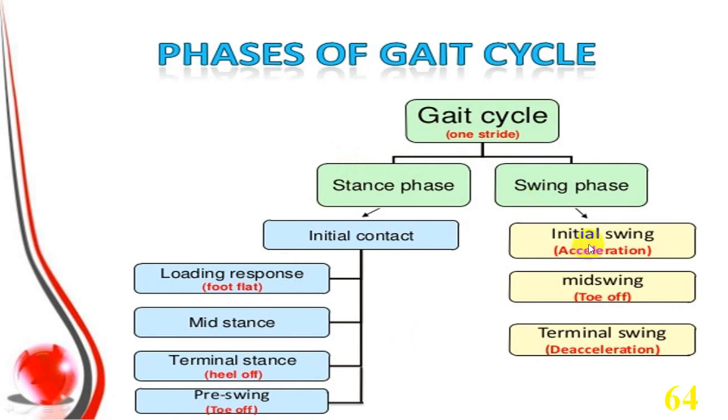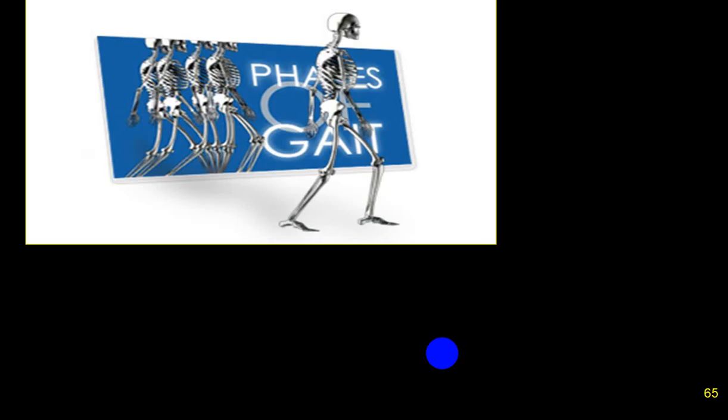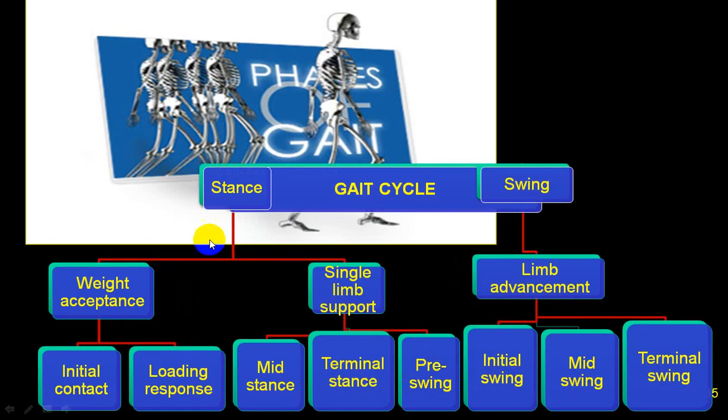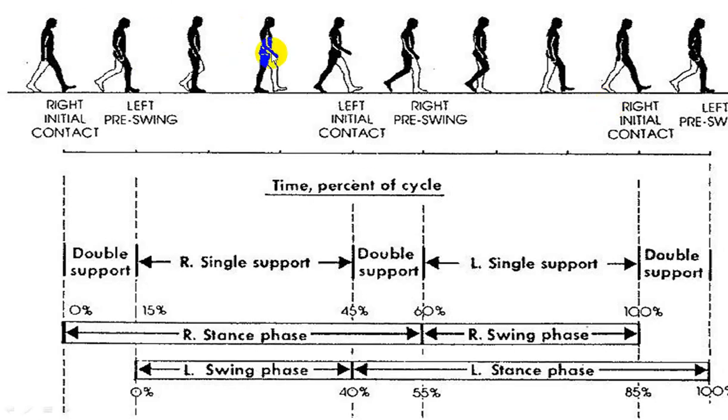In the swing phase, there are initial swing, mid swing and terminal swing. While in the stance phase, there is an initial contact, a loading response, middle stance, terminal stance and pre-swing. Forget about all this. We'll directly look at the two phases, stance and swing. It is mainly for orthopedic people to look at all these things. We are interested in the neurological side. So these are all the different phases.